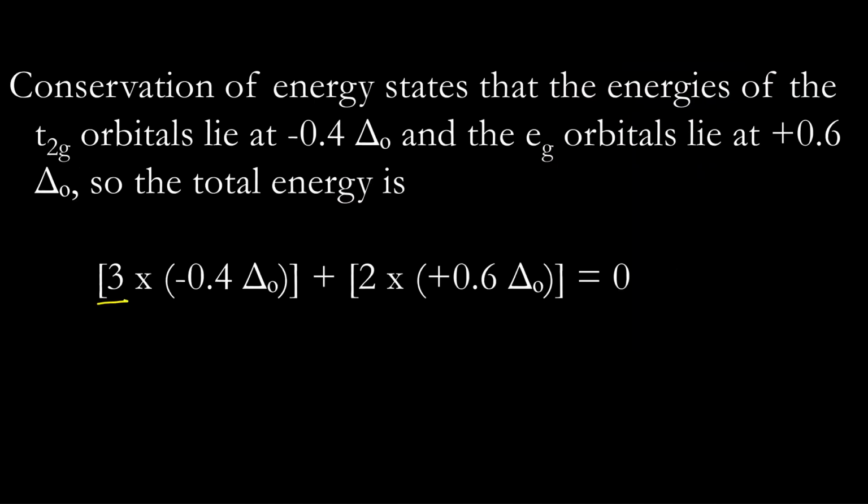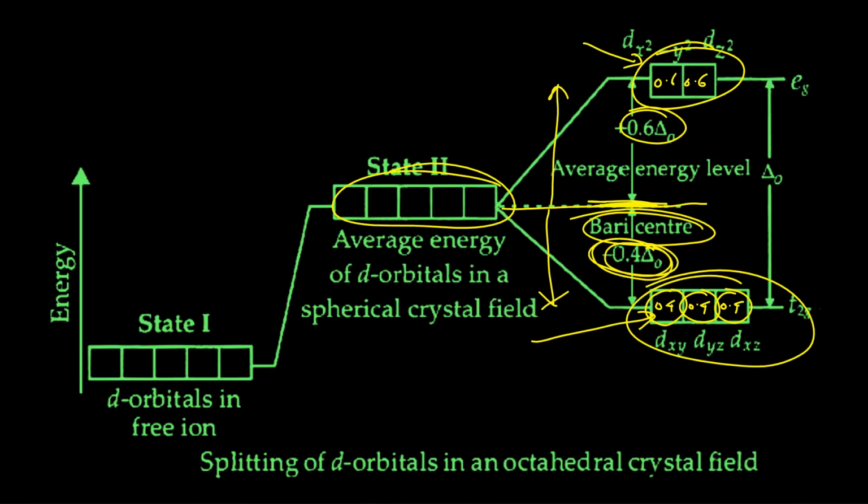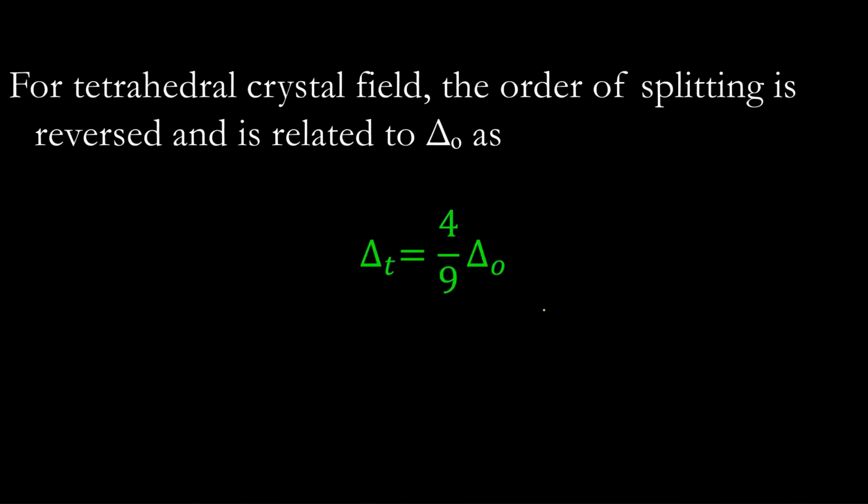So that's why we say that 3 times minus 0.4 plus 2 times plus 0.6 delta naught will give us 0. If we talk about delta T, we can get it with this formula. It is 4 by 9 times delta naught. So if delta naught is given, but the question is talking about delta T, you can use this formula to get the value, or vice versa also.